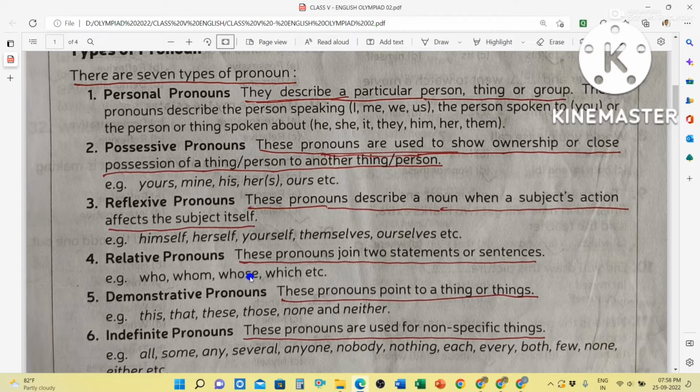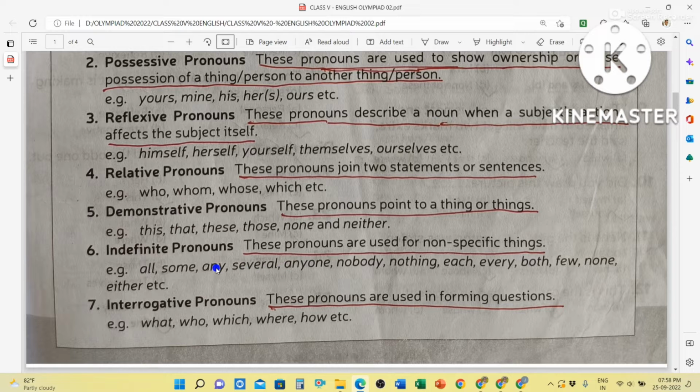Then relative pronoun. These pronouns join two statements or sentences: who, whom, whose, which, etc. Then demonstrative pronoun. These pronouns point to a thing or things. Example: this, that, these, those, none, neither. These are the demonstrative pronouns.